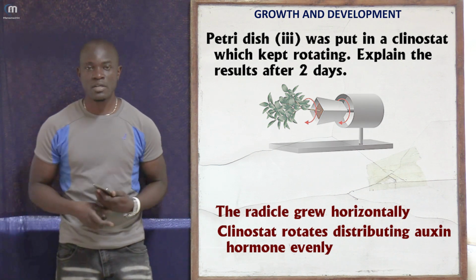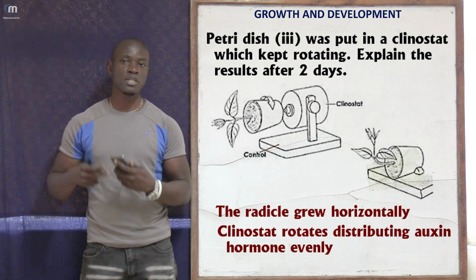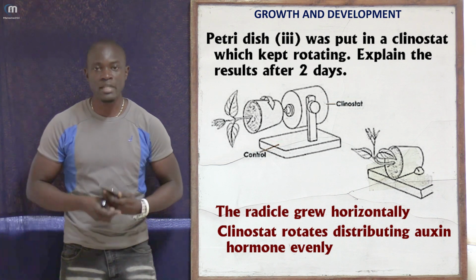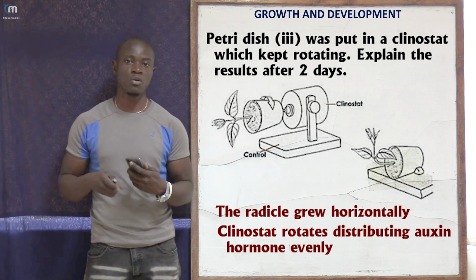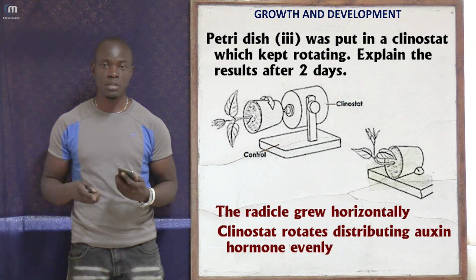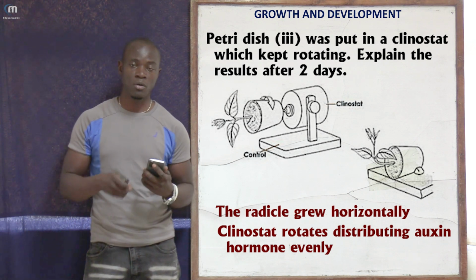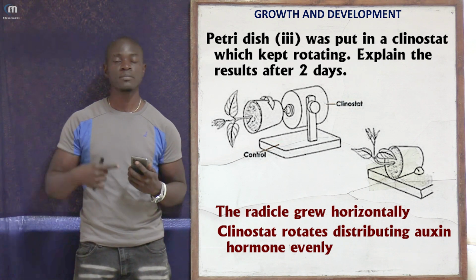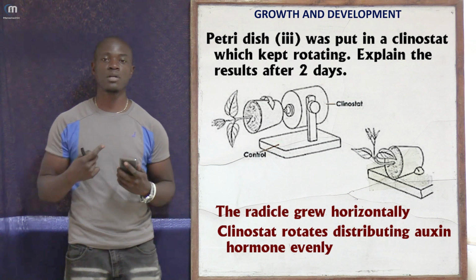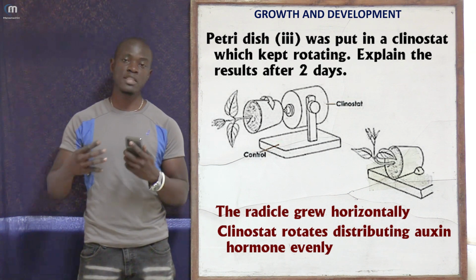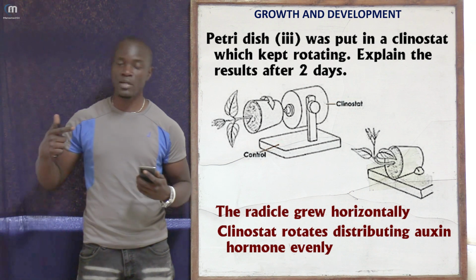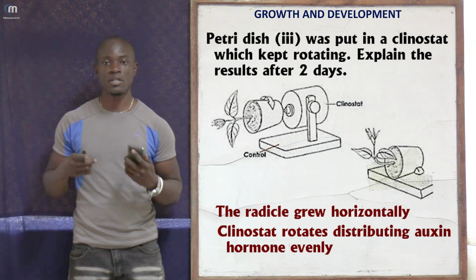So for this Clinostat, we see that the radicle grew horizontally, since rotating of the Clinostat evenly distributes auxin hormones in the root region, while in the shoot region also, as the Clinostat was rotating, there was even distribution of the auxin hormone within the stem, and therefore the plants also grew horizontally.